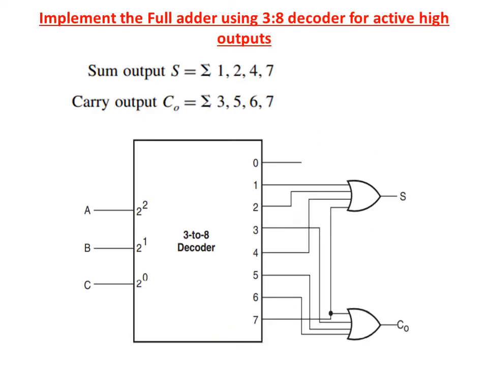Now we implement it in the decoder for active high output conditions. The sum and carry expressions are there, and the 3 to 8 decoder is represented, and the selection lines are A, B, C. The outputs 0 to 7 are represented, for active high output. So min terms are available at each output of the decoder, and we connect an OR gate at the outputs. The sum output is 1 2 4 7 and the carry output is 3 5 6 7. It's connected based on the input conditions.